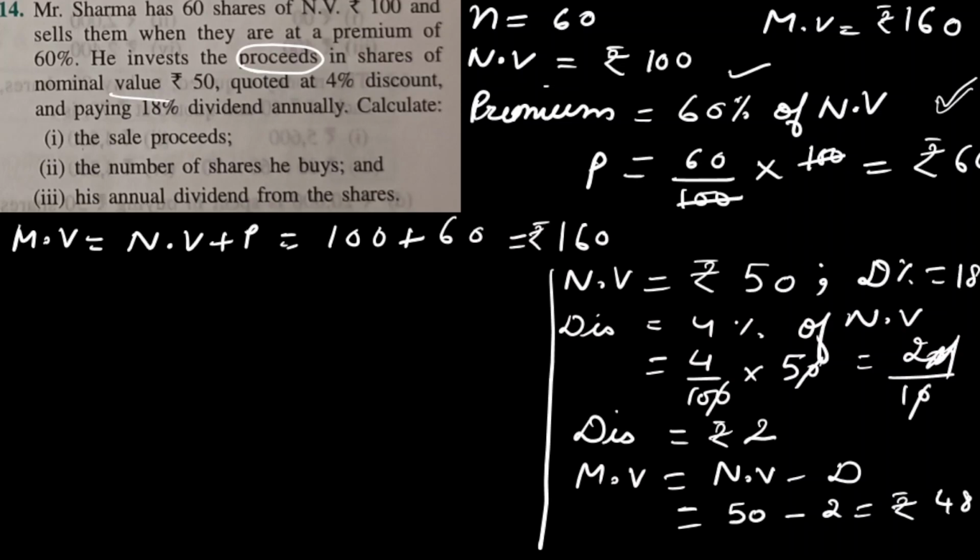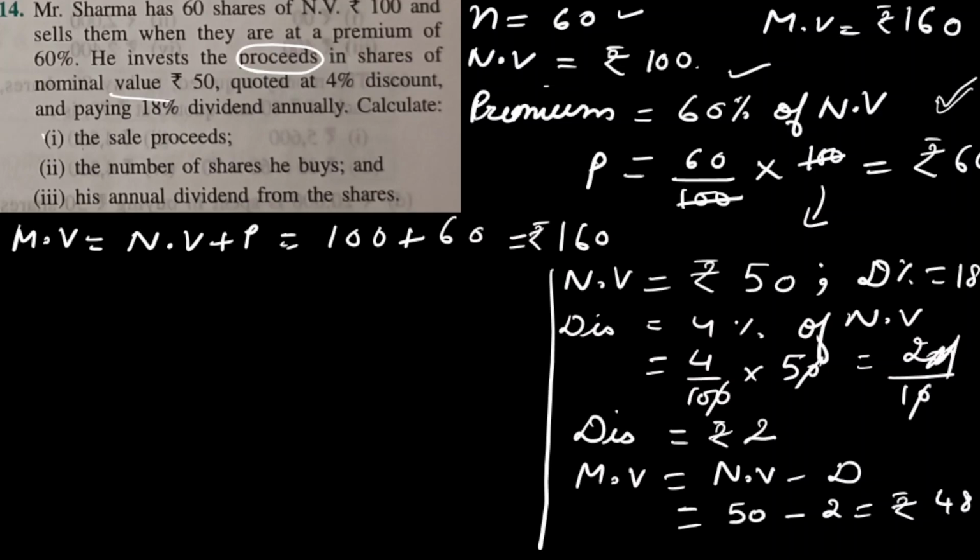18%. Right. So now once again, I'll explain the things because this question is a little lengthy. It has to be understood in a very good manner. First of all, one person has some shares. How many shares did he have? 60 shares, whose nominal value was 60 and market value was 160. He sold these shares and with whatever money he got, he made another investment, where nominal value is 50 and market value is 48 and dividend percent is 18.